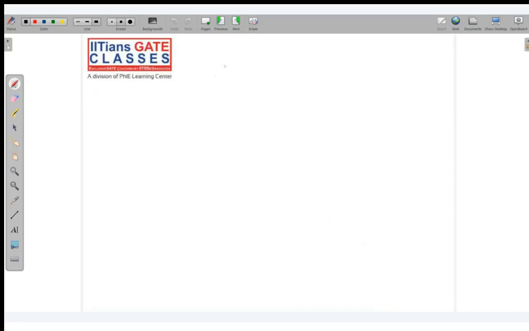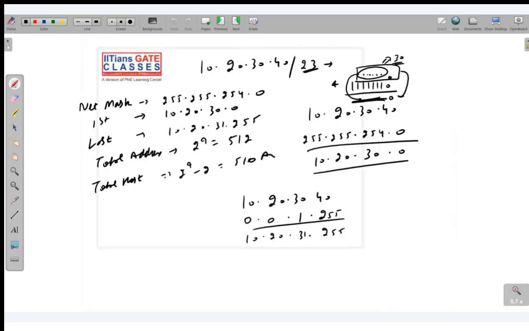So we have done first and last address type of questions. These were very important as related to GATE. Many questions have been asked. So they will directly give you any IP address and they will ask what is the net mask, what is the first address, last address, total hosts, and so on. These 5 questions are very common, very important. Okay, so I hope you have got the point.